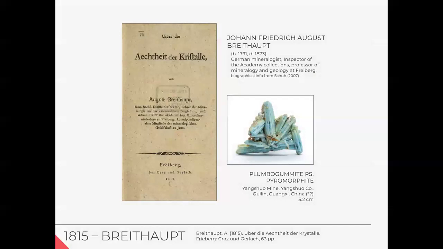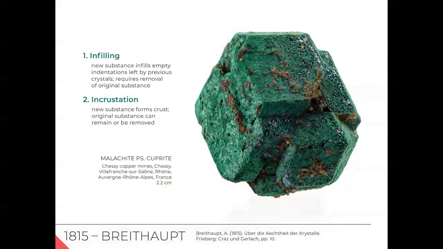Now, in 1815, Breithaupt publishes On the Authenticity of Crystals. This is the first known monograph on pseudomorphs. He classifies after crystals by the same methods of formation, infilling and incrustation. He includes both solid and hollow incrustations.